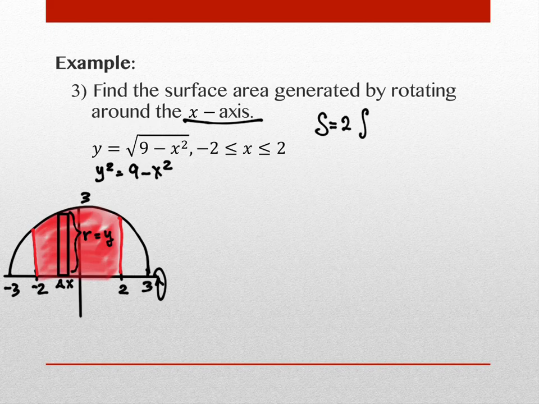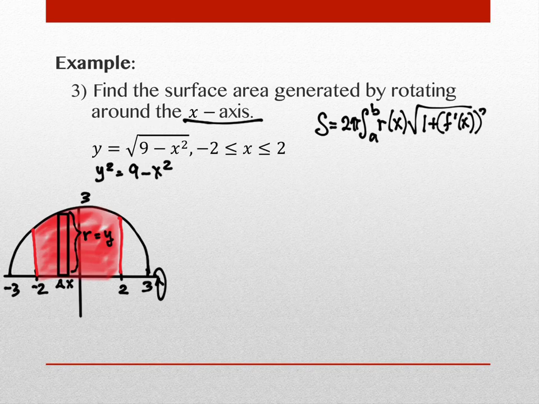So this is my S equals 2 pi, integral from a to b of r of x, and then I have the square root of 1 plus f prime of x squared, dx. Once again, the representative rectangle determines whether I use r of x or r of y. I still haven't done the derivative part yet, but I'm working with a semicircle on this one. So we need a derivative of this before we can go any further. So I need y prime. What will the derivative of the square root of 9 minus x squared be?